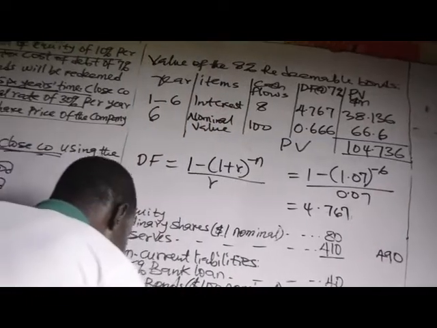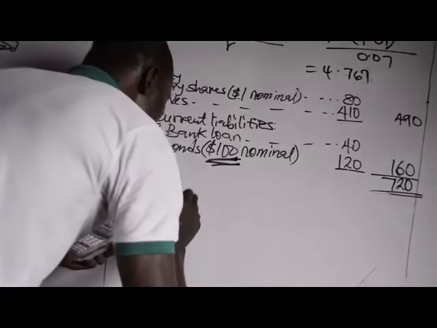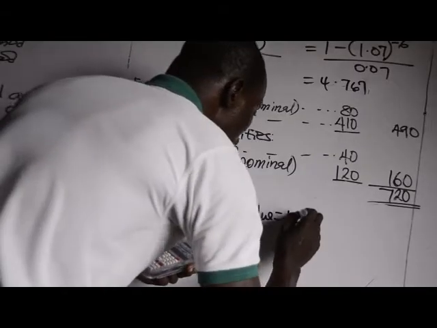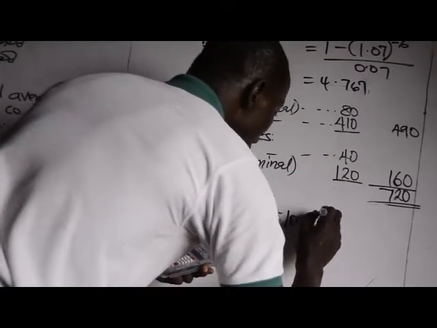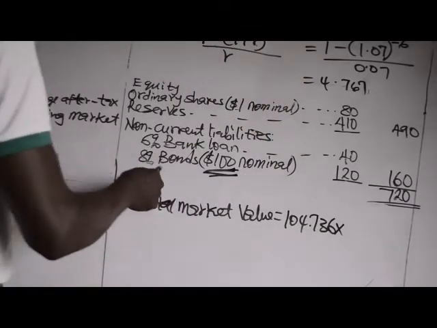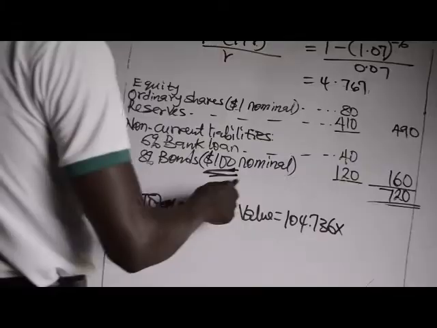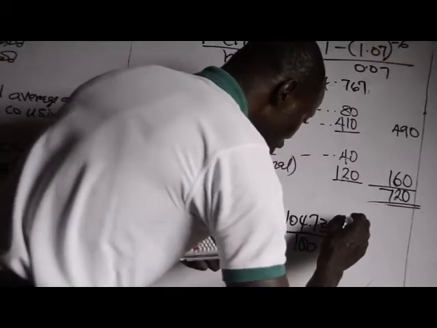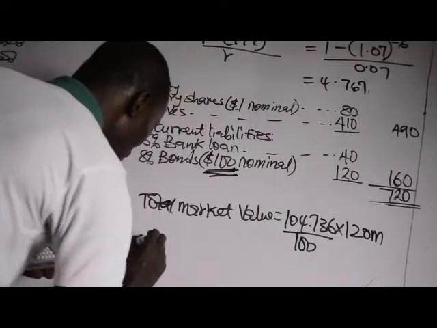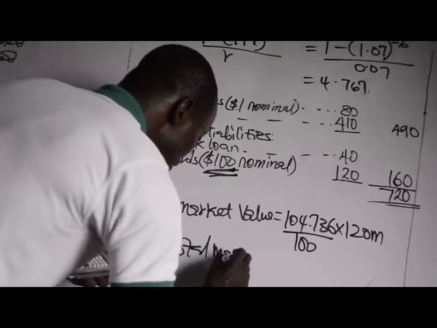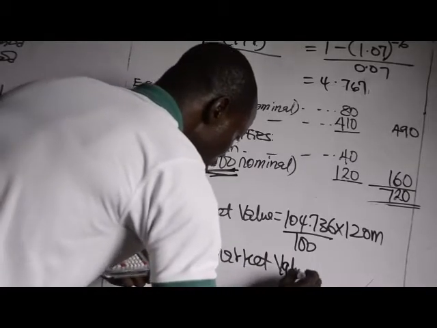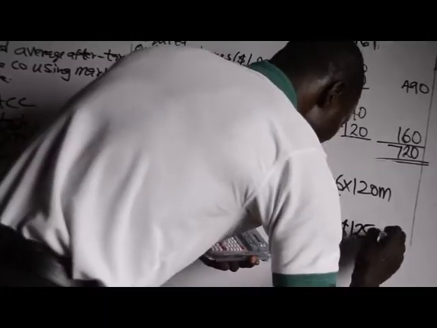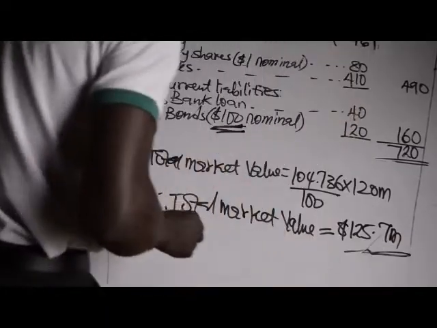So the total market value will be 104.736 times the bonds you have, which is 120 million of nominal value of 100. So we divide by 100 and multiply by 120 million. Therefore, the total market value of the bonds is 125.7 million. That is the solution.